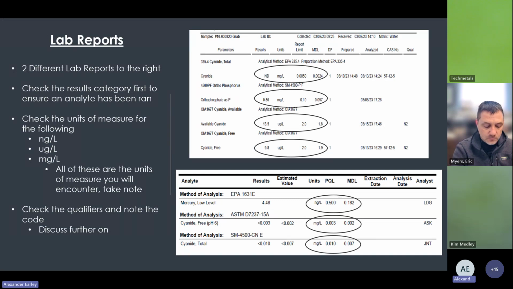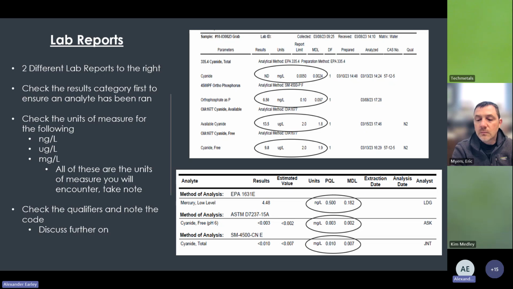So here's the first one. As you can see off to the right, you've got two different lab reports. What I have circled there is what you really need to be paying attention to. On the first box up there, you'll notice it'll say the results ND, units of measure, milligrams per liter for cyanide. You've got the reporting limit, and then you've got the MDL, and then you have the last category off to the side, qualifiers. Those are kind of the main columns that you want to pay attention to.